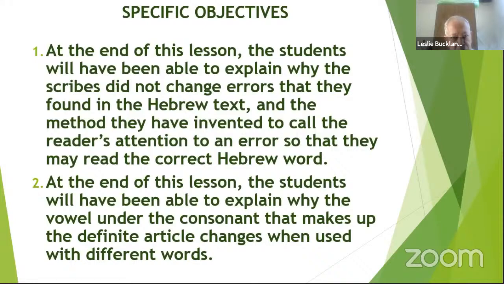The specific objectives are, one, at the end of this lesson, the students will have been able to explain why the scribes did not change the errors that they found in the Hebrew text and the method they invented to call the reader's attention to an error so that they may read the correct Hebrew word. Number two, at the end of this lesson, the students will have been able to explain why the vowel under the consonant that makes up the definite article changes when used with different words.